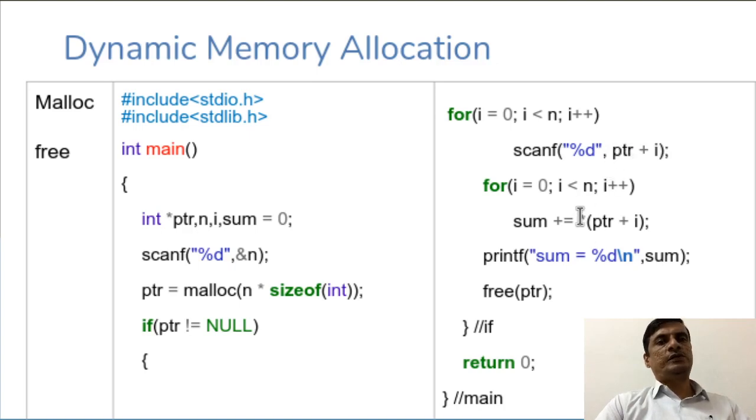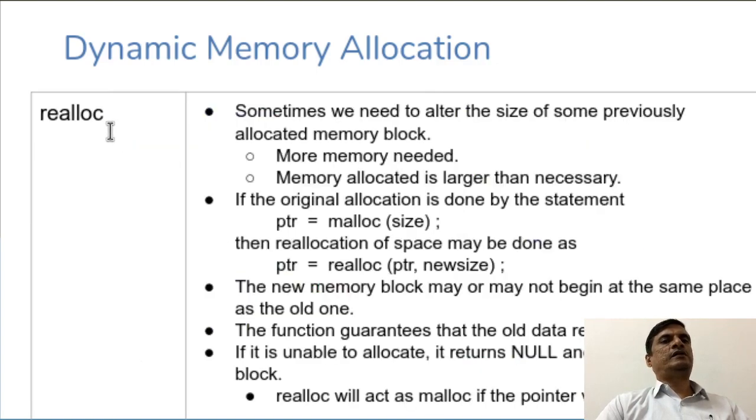Conversely, you can use sum plus equal to, that is sum equals sum plus this value. So this is a simple program where you are going to use malloc, and at the end you must use free, otherwise you are going to slow down your system through memory leakages. Followed by the realloc function.